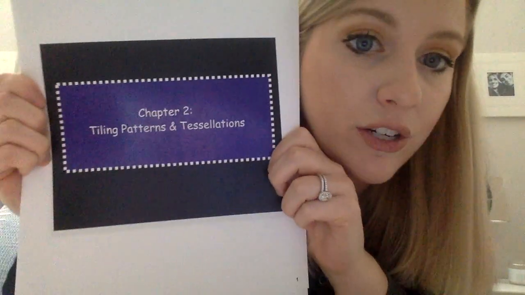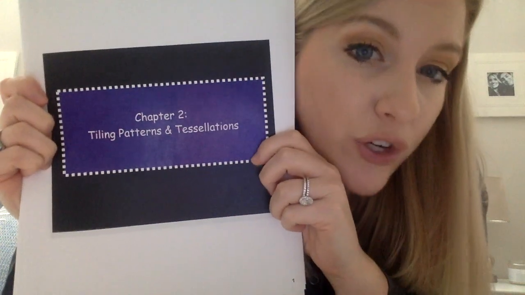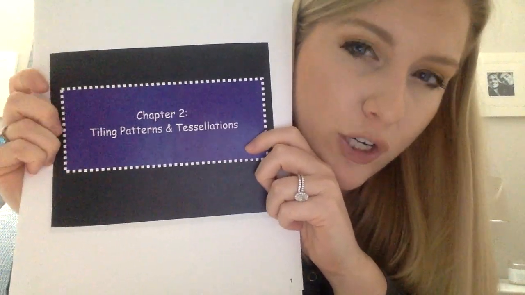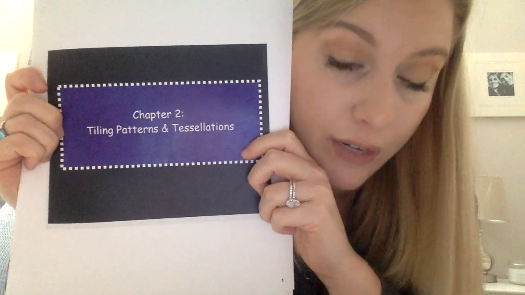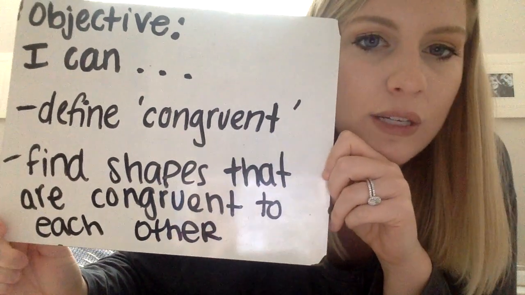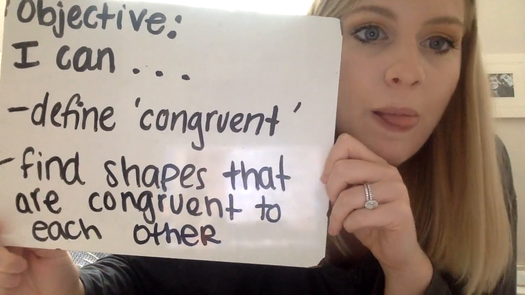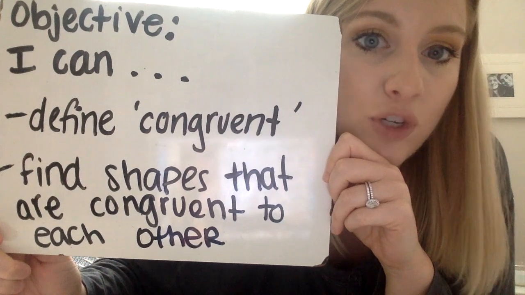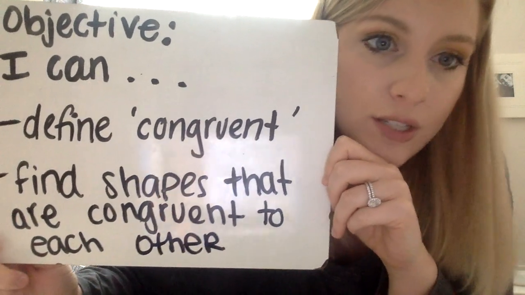Okay, very good. Our next lesson is going to be on tiling patterns and tessellations. And in order to create these, we must have congruent shapes. So that's why we did that lesson as kind of a review to refresh your memory since we've been out of school for quite some time. Okay, so let's see if we met our objectives. Did we define congruent? Yes, we did. Congruency means pairs of shapes that are the same size and the same shape. They can be in different positions.